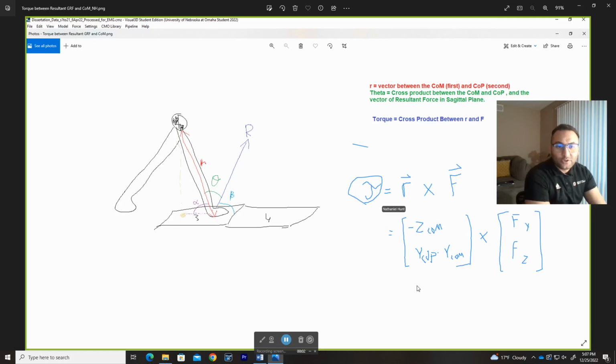Hello. So this is going to be the second assignment. For the second assignment, I want you to create the torque around the center of mass.